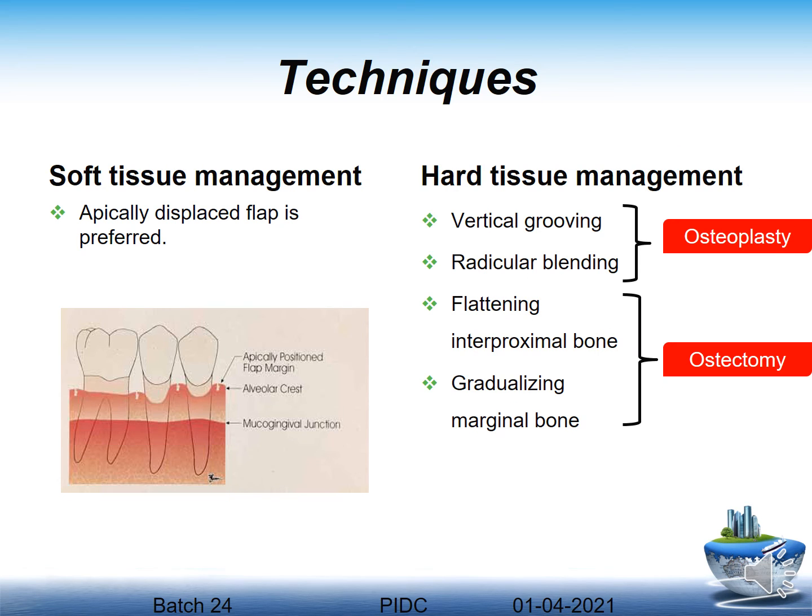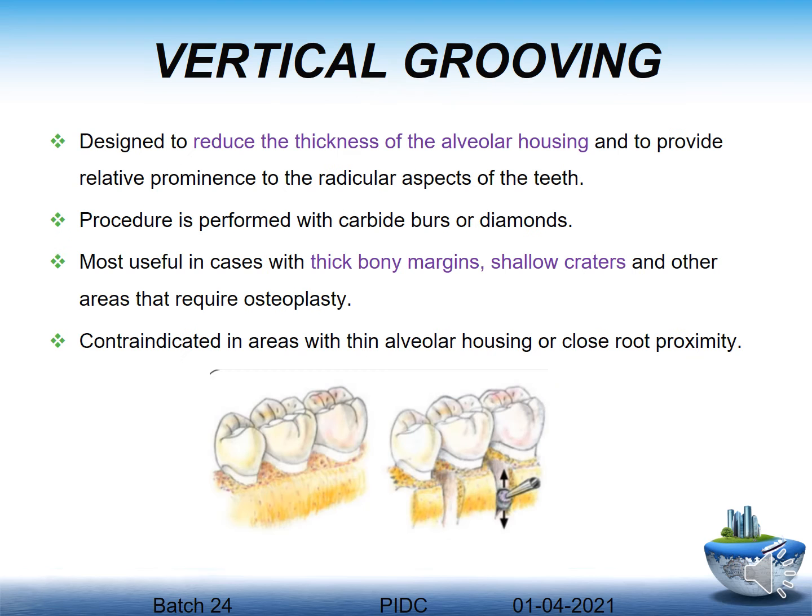So the technique involves first the soft tissue management, how are we going to do it, and then we go to the hard tissue management. For the soft tissue management, we prefer the apically displaced flap, and for the hard tissue management, there are 4 steps: vertical grooving, radicular blending, flattening of the interproximal bone, and gradualizing the marginal bone. So we will go stepwise. What are they? To start with, vertical grooving.